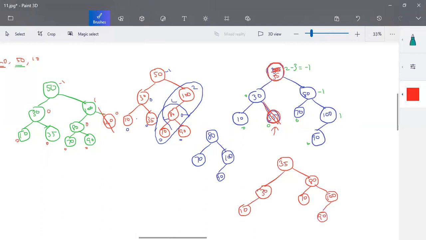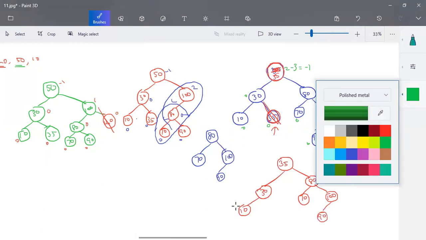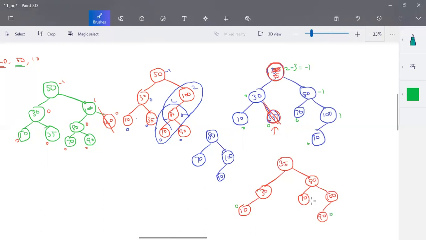Okay, so now calculate the balance factor for each and every node. For all the leaf nodes, it is 0. For this node 100, the balance factor is 1. And for 80, it is minus 1. And here for 30, what is the balance factor? 1 left subtree, no right subtree, it is 1. For 35, the height of left subtree is 2, height of right subtree is 3. 2 minus 3 is minus 1.